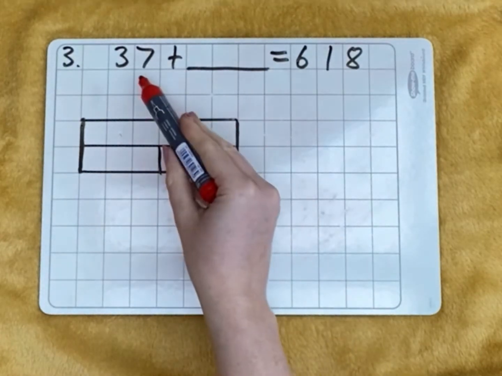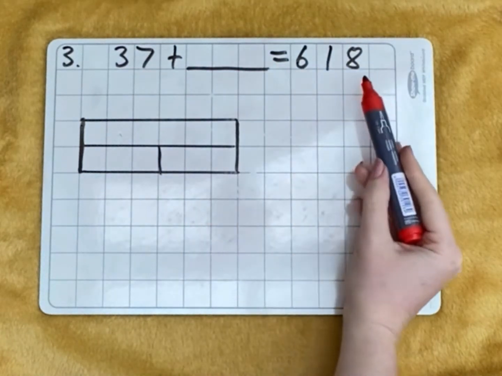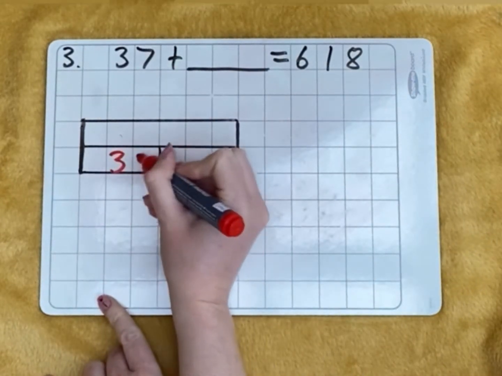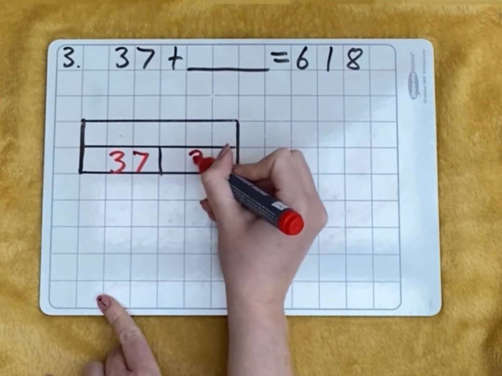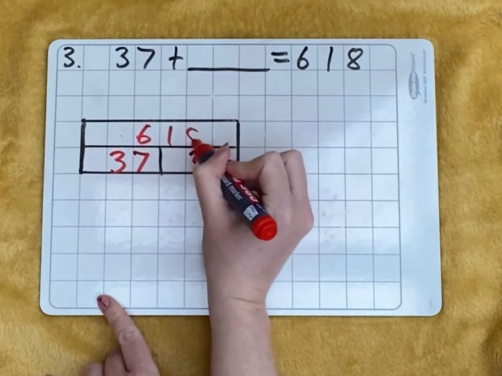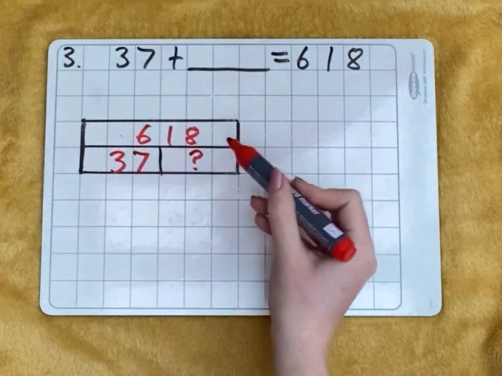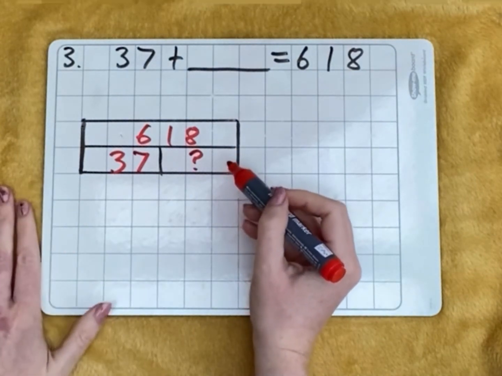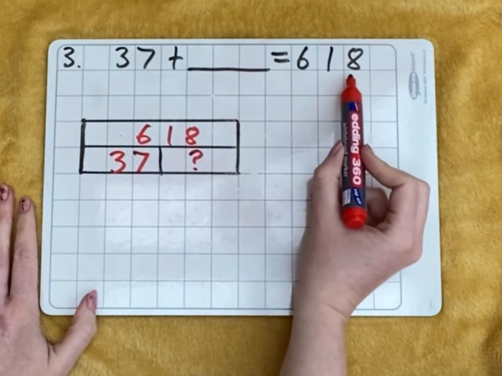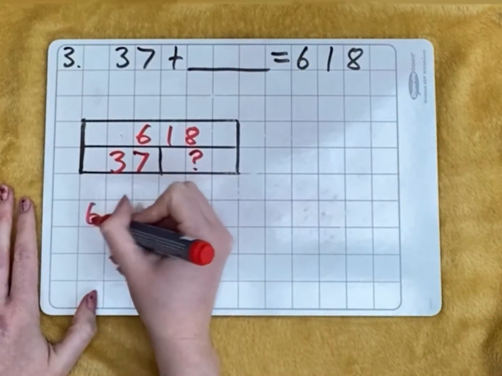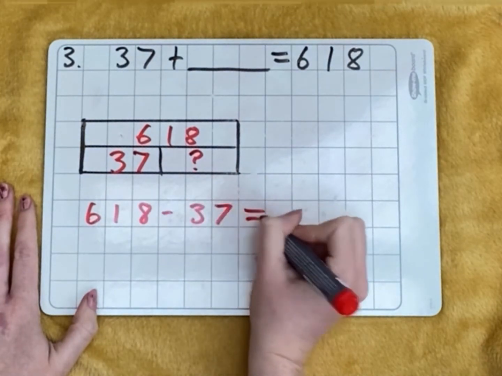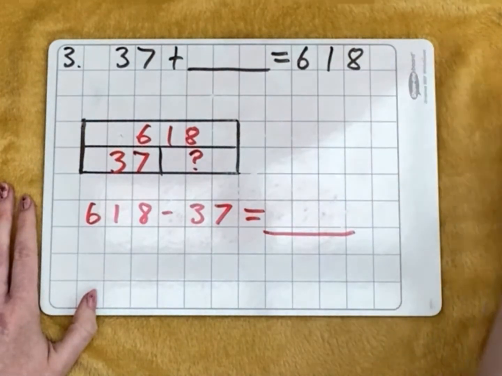For number 3, the missing number is in an addition calculation. We have 37 add something equals 618. So here, we're not starting with the whole number, we're starting with one of the parts, 37. Add something, we don't know what, is going to equal the whole number, the biggest number, 618. Now, we can then use this information to create a subtraction calculation. So we'll rewrite it. Instead of 37 add something equals 618, we can say 618 minus 37 equals, and then our missing number is at the end, which is how we like it, isn't it?